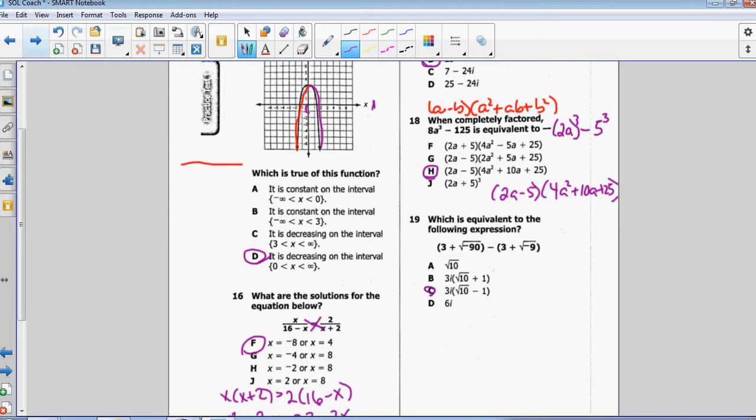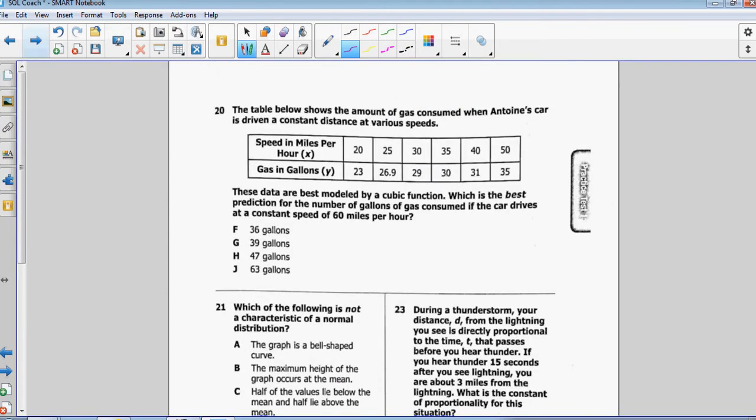Okay, go on to the next page. In problem 20, you are looking at the gas consumed when Antoine's car is driven at a constant distance at various speeds, and it's modeled by a cubic function. So you want to underline that when you're looking at the SOL test, so you remember to do a cubic regression. And after you do the cubic regression, you're going to find the best prediction for the number of gallons of gas consumed if the car drives at a constant speed of 60 miles per hour.